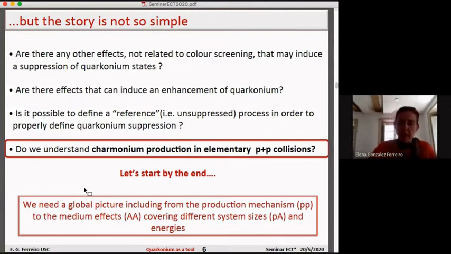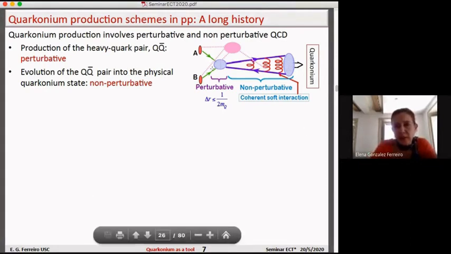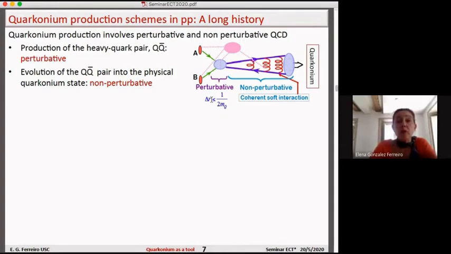Well, the quarkonium production mechanism is illustrated here. You will have a production of a heavy quark pair that is perturbative, so this part will be under control, but then you will have an evolution of the QQbar pair into a physical quarkonium state, and that part is non-perturbative. In order to explain this second part, you can apply different models. The main three models, the main three ideas in fact, are the following.